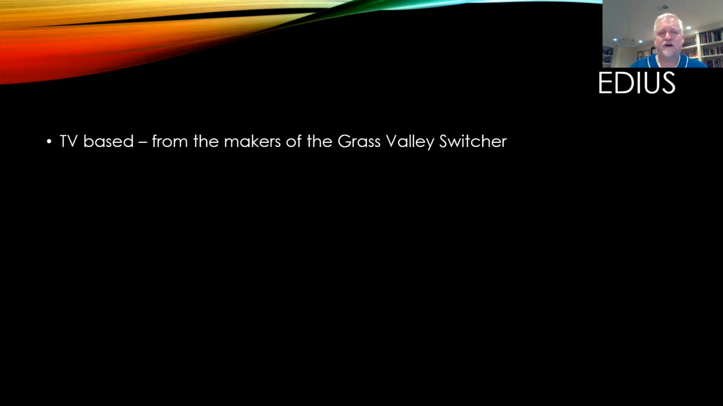Okay, Edius software is out there. It's made by the company that does Grass Valley switchers, which are the giant boards that you see in production studios. So when you see someone who's switching cameras on like an NFL broadcast, they're using a Grass Valley switcher. And so they came up with Edius. It's really good news editing software, really good, except that it doesn't have all the tools.